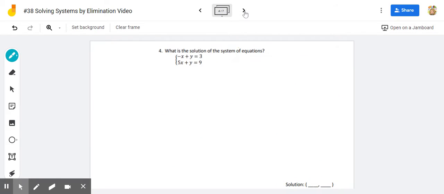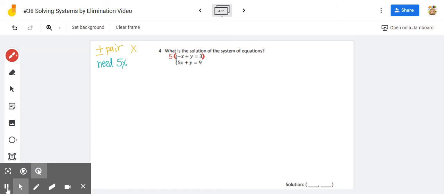All right, so let's try the next one. So I'm noticing that I already have a positive and negative pair, but we have a problem because it doesn't have the same number in front of x. So that means we need to multiply the first equation by 5, so we get a negative 5x so that we could eliminate. So notice we take the 5 and multiply it to every single piece. So our y now is becoming a positive 5y, and our equal to 3 now becomes 5 times 3, which is 15.